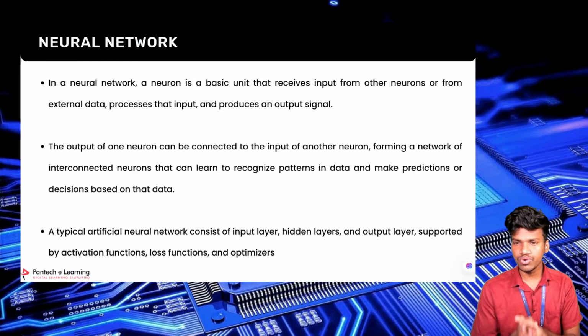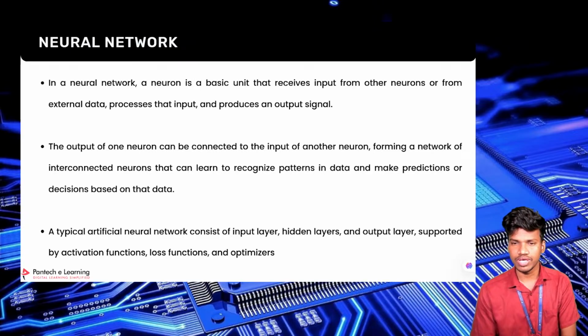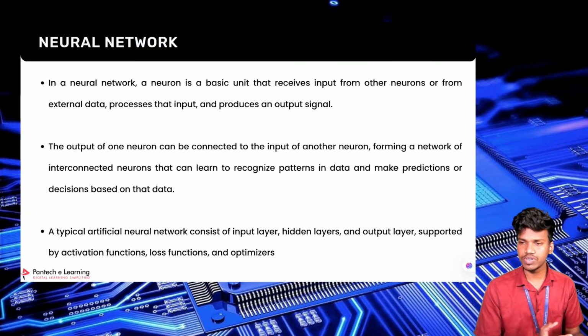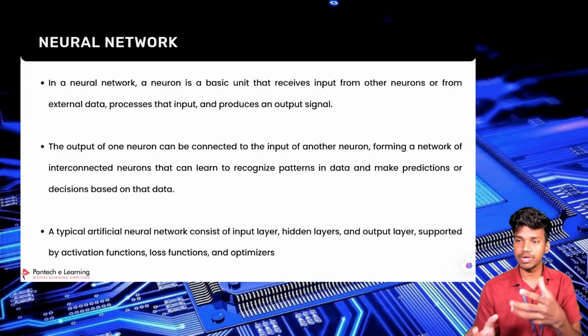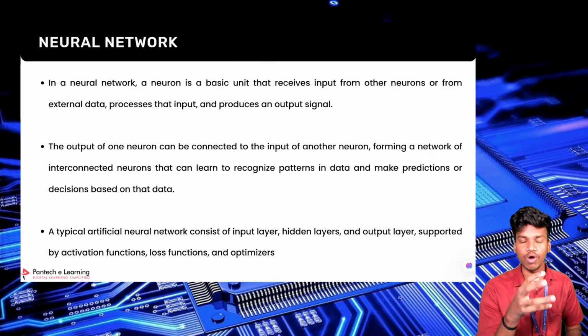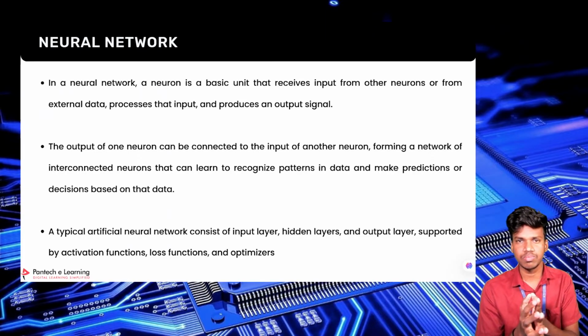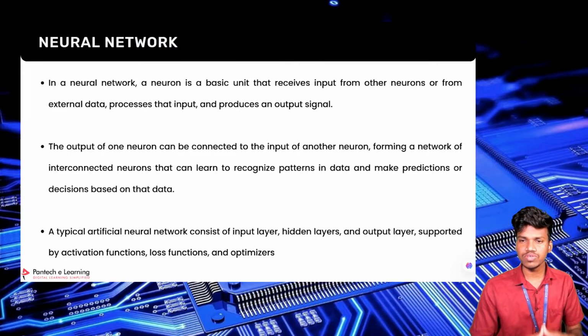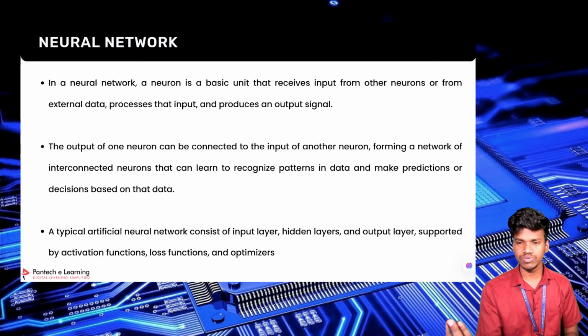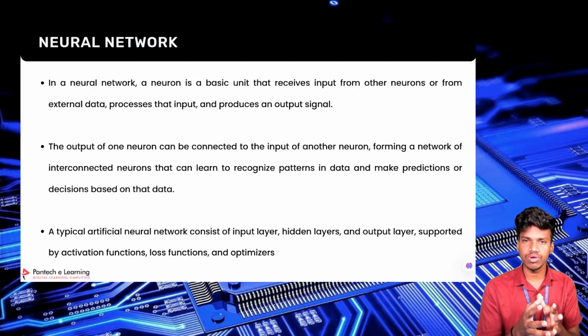A typical artificial neural network consists of the input layer, the hidden layer and the output layer, supported by the activation function, loss function and optimizer. The optimizer is used for the deep learning concept, and the activation function helps in understanding the particular output, whether it is binary or multi-class. The loss function is based on the weight values. To reduce the weight values, we have to decide whether to apply backward propagation or not.